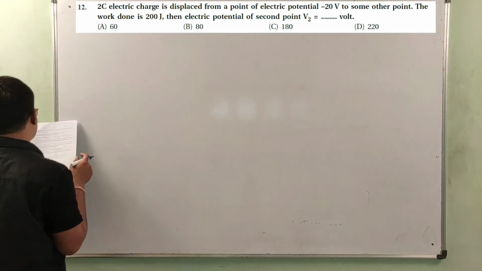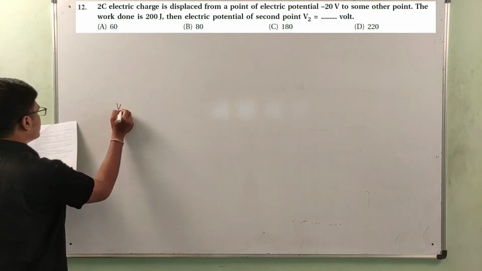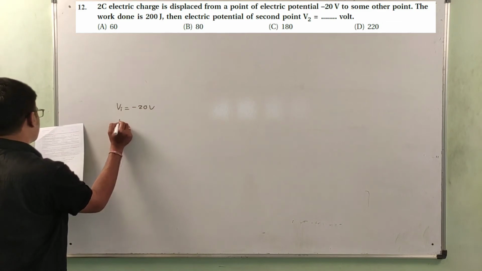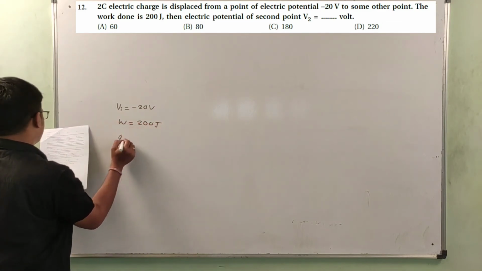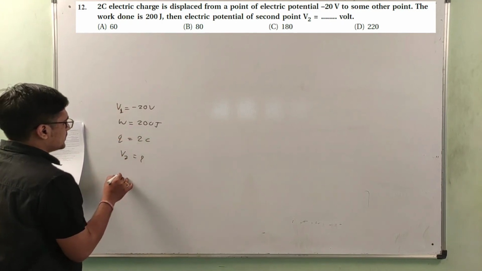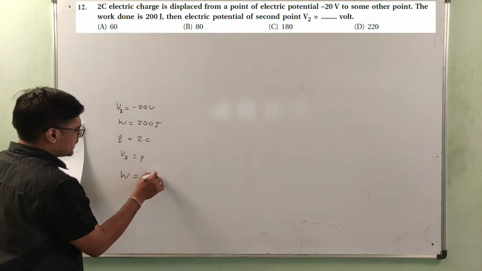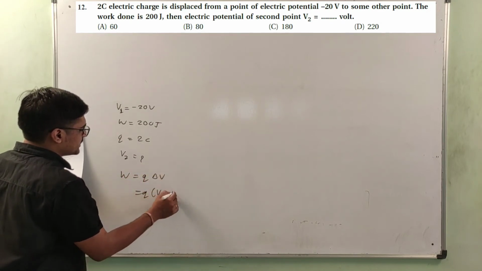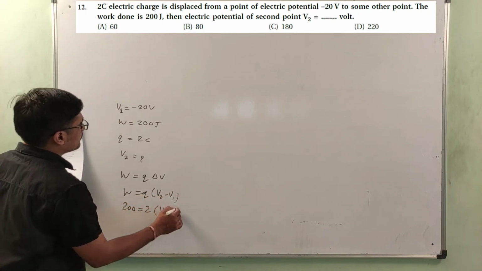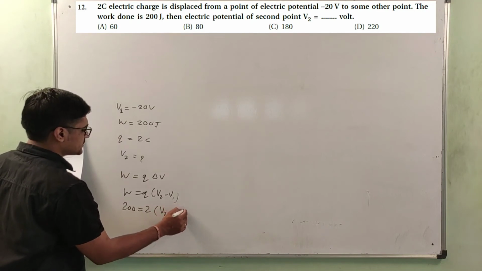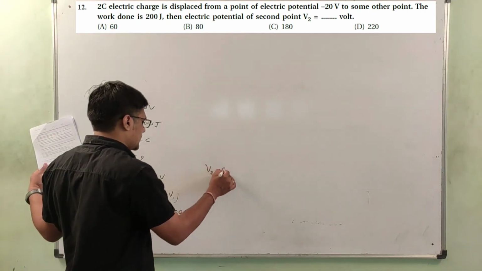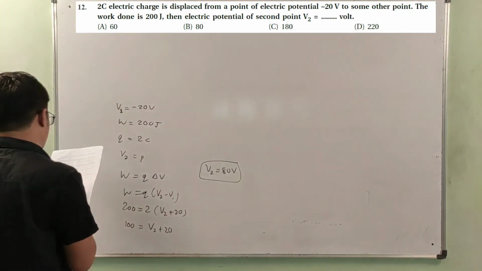Next question 12. A 2 coulomb charge is displaced from a point of potential minus 20 volt to another point. The work done is 200 joule. The electric potential of the second point is? The work done in moving a charge is equal to Q delta V. So Q delta V is final potential minus initial. So work done is 200 joule, Q is 2 coulomb, V2 is V2 and V1 is minus 20, so minus minus is plus 20. So 100 is equal to V2 plus 20. So V2 is equal to 80 volt.